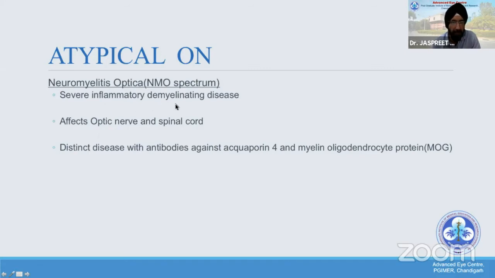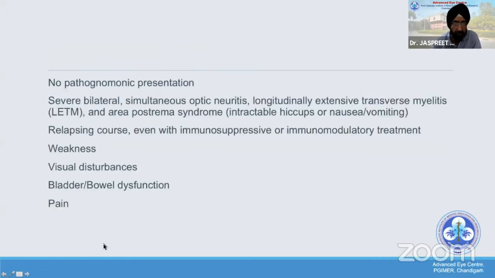So it's a severe inflammatory demyelinating disease which affects the optic nerve as well as the spinal cord. Many people will present with spinal cord pathologies, causing weakness. It's a distinct disease, and you have antibodies against it: aquaporin 4 and myelin oligodendrocyte glycoprotein, which we call MOG. If you have aquaporin 4 or MOG positivity, then you call it an NMOSD. The presentation has a lot of overlap, so there's no pathognomonic way this disease would present.